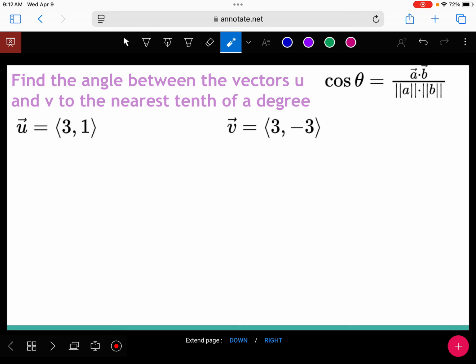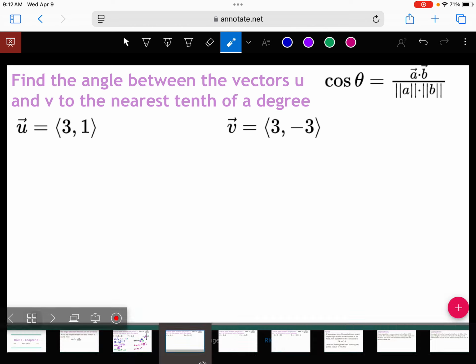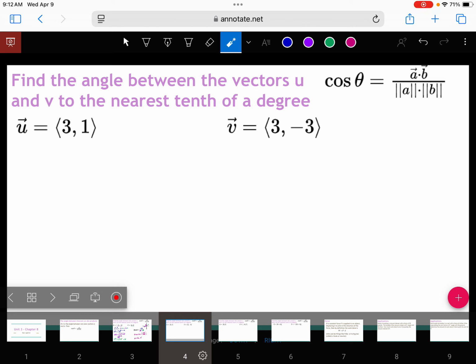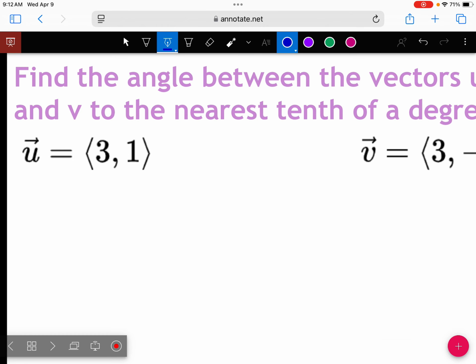We've got our 3, 1 as vector u. We've got 3, negative 3 as vector v. And we are asked to find the angle between. So start by finding our dot product, u dot v. That's what we did yesterday.